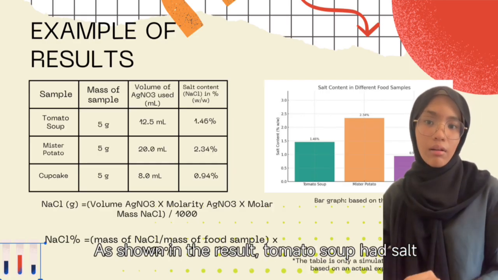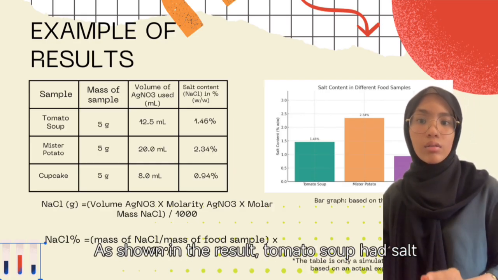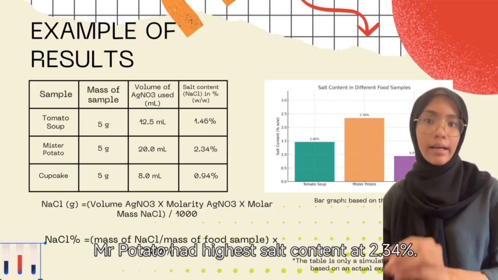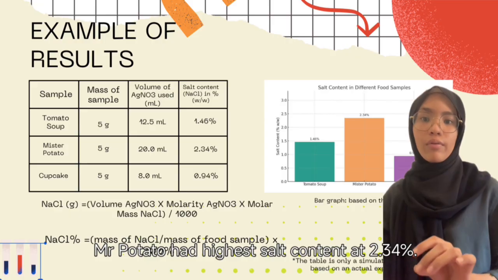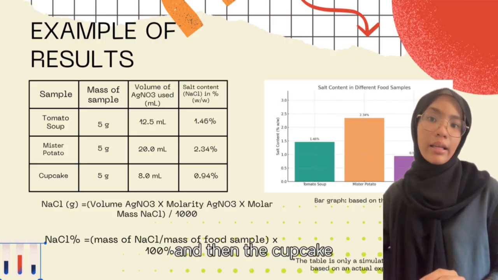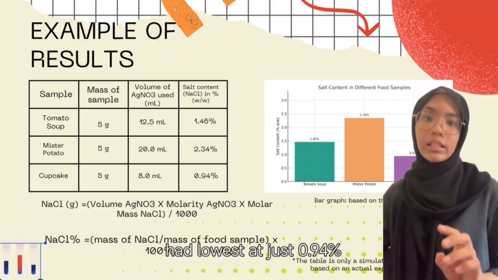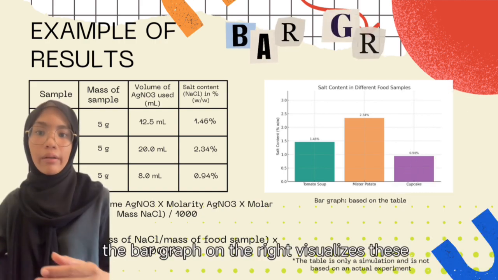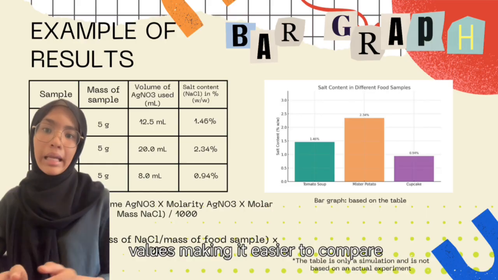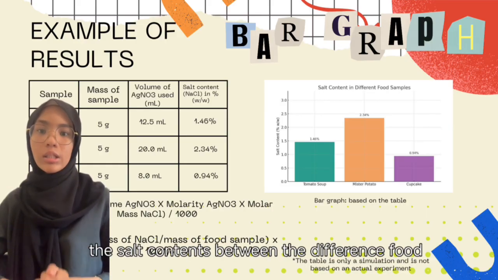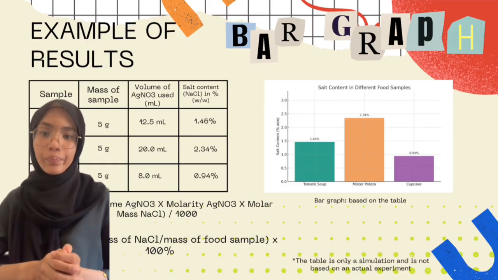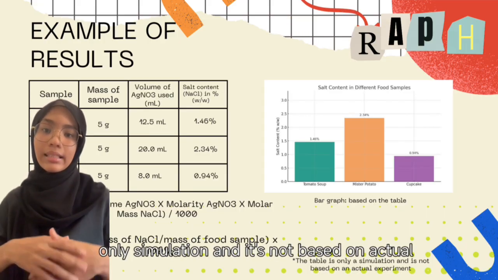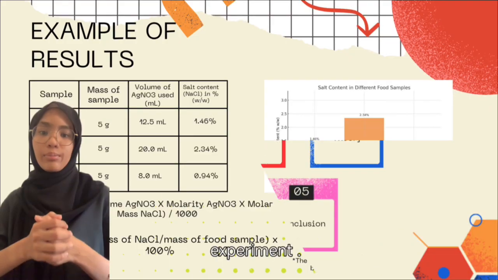As shown in the result, tomato soup had a salt content of 1.46%. Mr. Potato had the highest salt content at 2.34%. And then the cupcake had the lowest at just 0.94%. The bar graph on the right visualizes these values, making it easier to compare the salt contents between the different food. It's important to note that this table is only a simulation and is not based on an actual experiment.